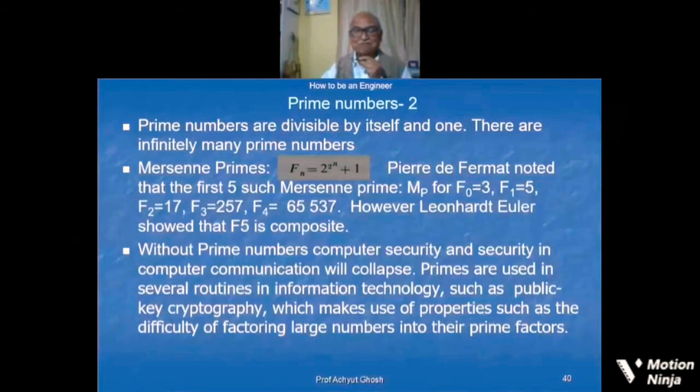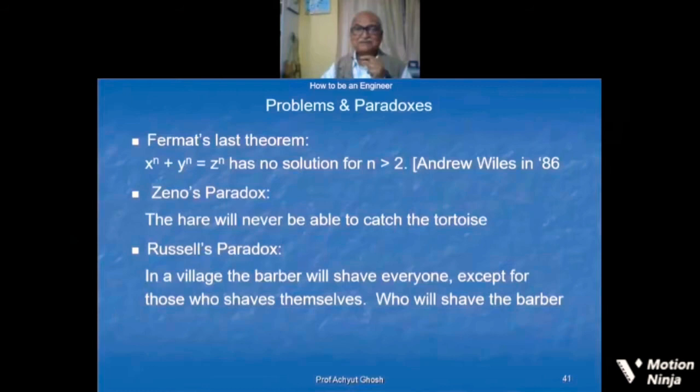Prime numbers, Mersenne primes. Then Fermat's last theorem, Zeno's paradox. Then Russell's paradox.